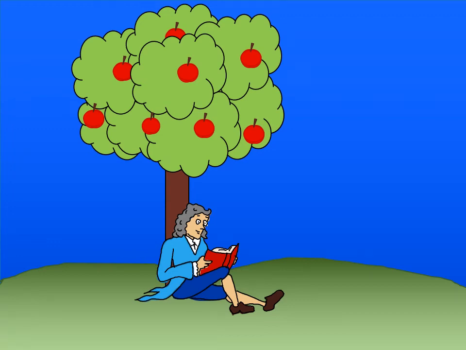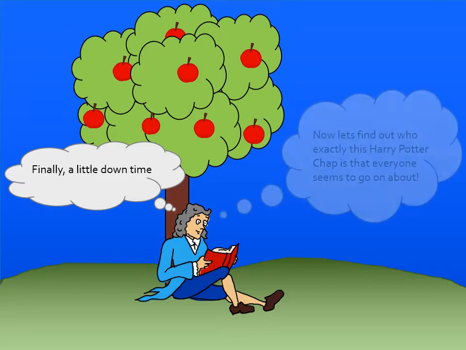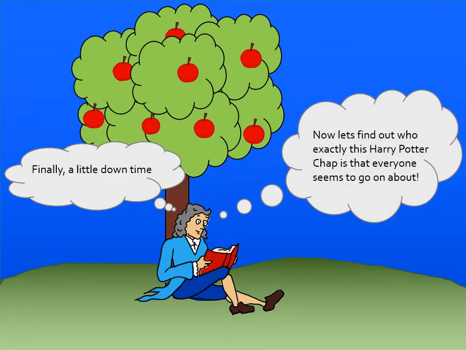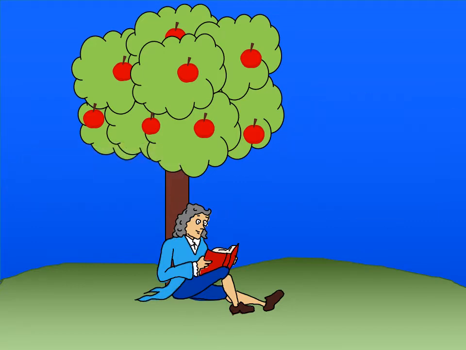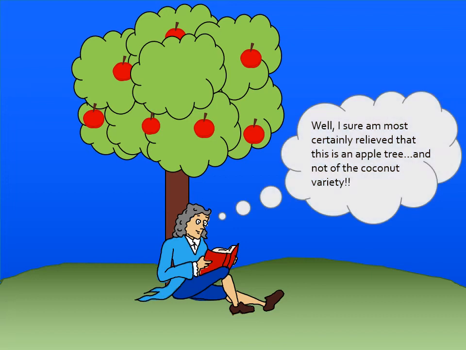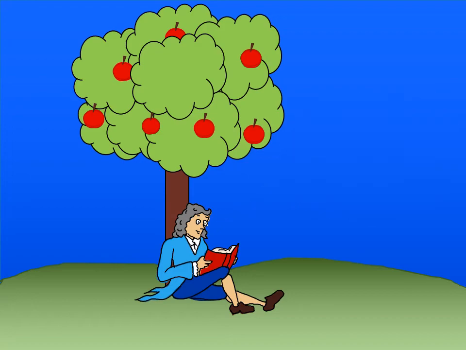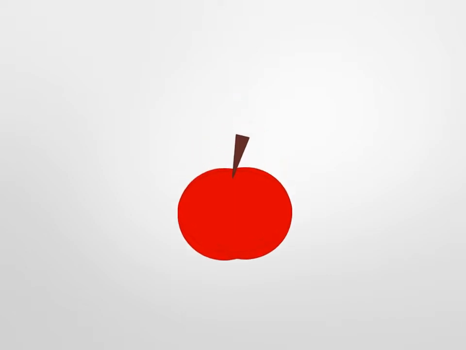Many years ago, in fact it was 1666, Sir Isaac Newton was sitting beneath an apple tree. Finally, a little downtime. Now let's find out who exactly this Harry Potter chap is that everyone seems to go on about. When suddenly an apple fell out of the tree and hit poor Sir Isaac Newton on the noggin. Well, I sure am most certainly relieved that this is an apple tree and not of the coconut variety. The trauma from the entire event led to Newton's 3 laws of motion.